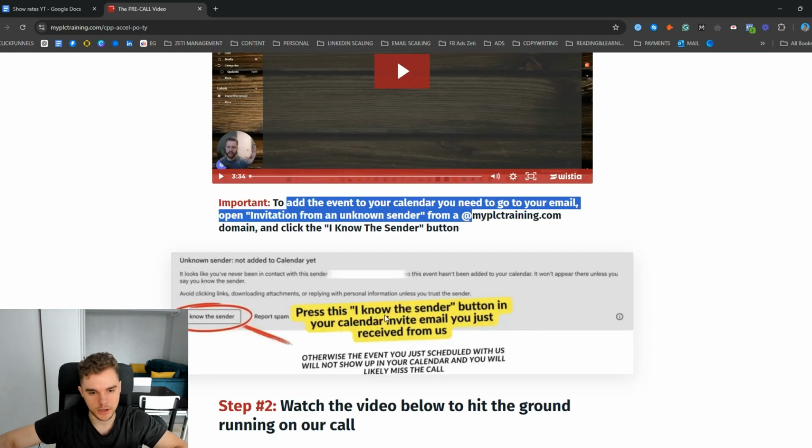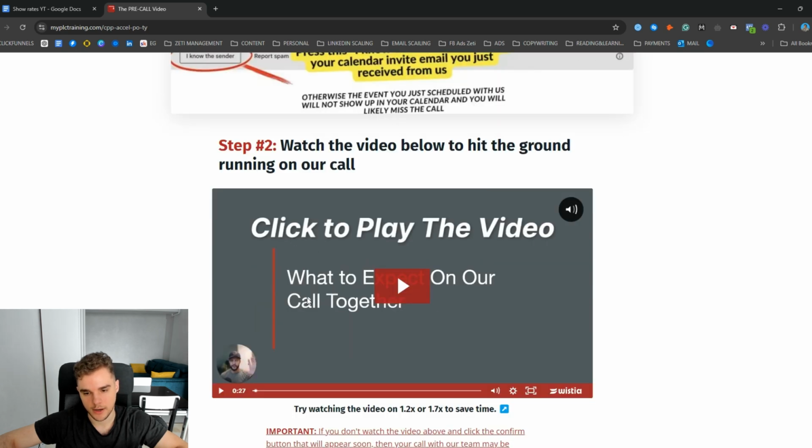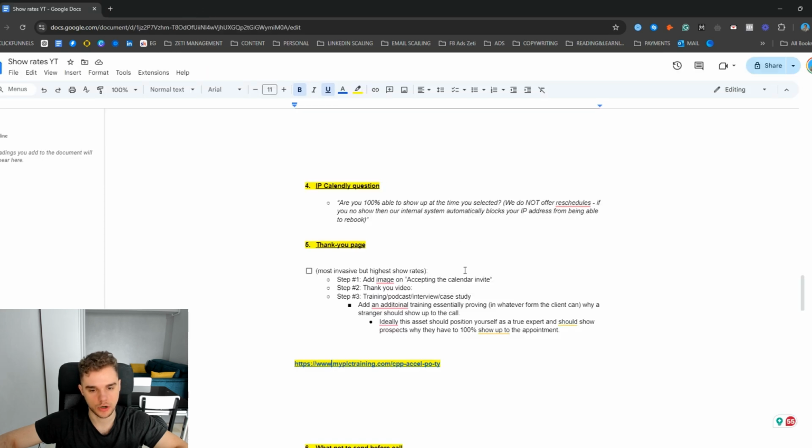Then also have an image here, because sometimes in Gmail people are going to receive the invite in their spam folder. So you want to remind them to check the spam folder as well, press the "I know this sender" button, and then accept the invite and add it to their own calendar. The second step is the longer asset video on the page, which is going to prep them for the call. This is also important. So this is pretty much the ideal structure of the thank you page that you want to build.